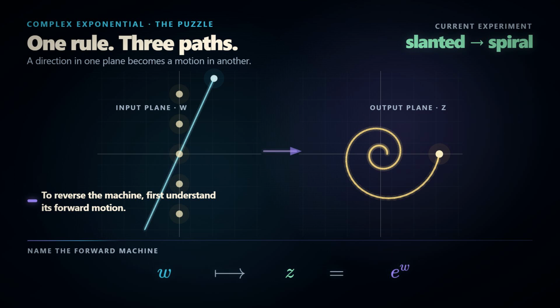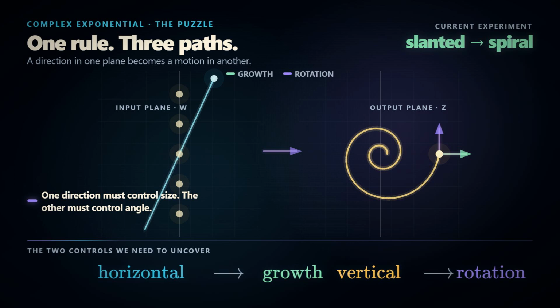Call its input w and its output z, with z equals e to the w. Exponentials turn addition in the input into multiplication in the output. e to the u plus v equals e to the u times e to the v. That familiar rule separates growth from rotation.